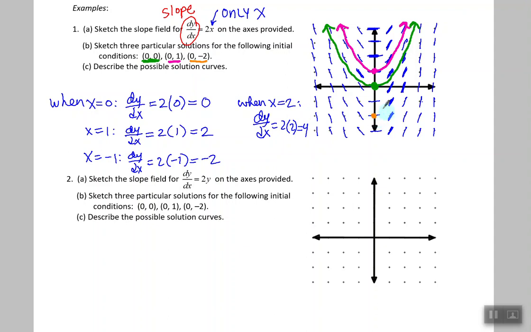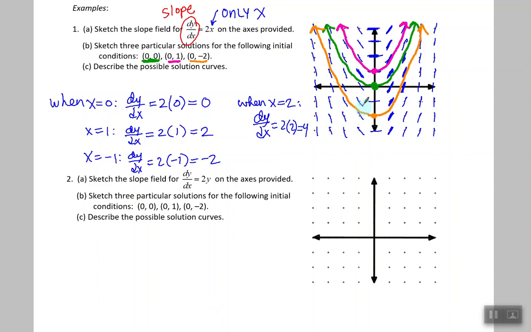One more solution curve, 0, negative 2. If I were to start down here, going to the right, again, it is positive, and going to the left. Notice that I'm not crossing through any of them like that. That would be going against the slope, and that is not correct.